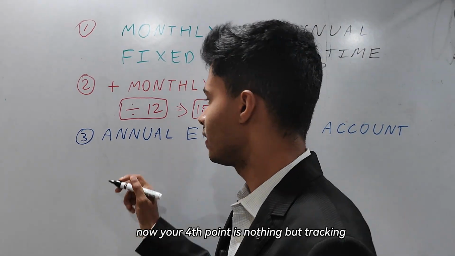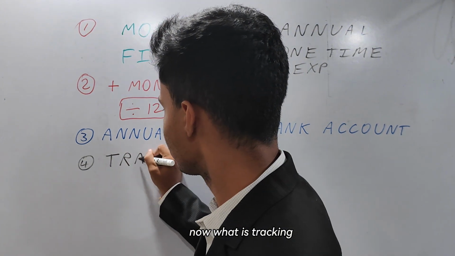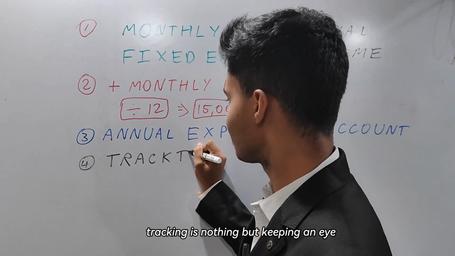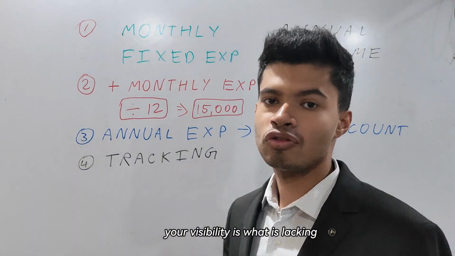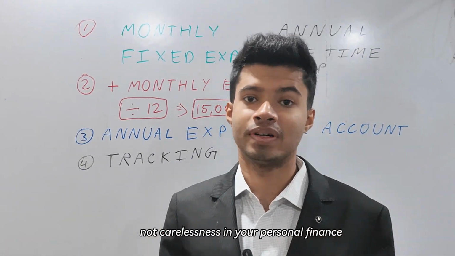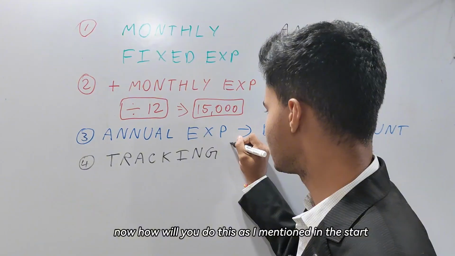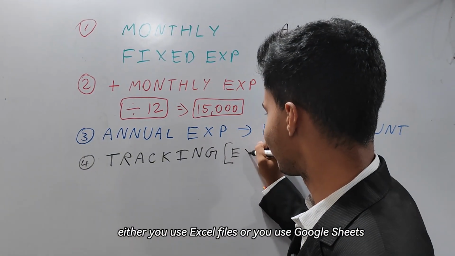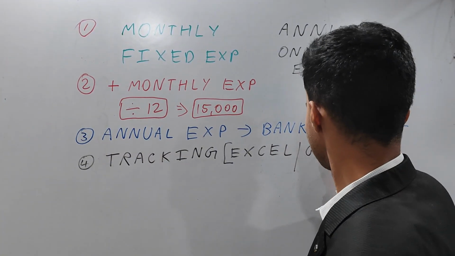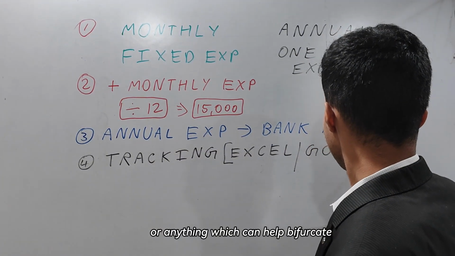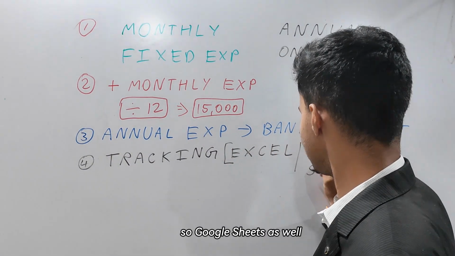Now, your fourth point is nothing but tracking. Now, what is tracking? Tracking is nothing but keeping an eye. Like how I mentioned, your visibility is what is lacking, not carelessness in your personal finance. So tracking your expenses. Now, how will you do this? As I mentioned in the start, either you use Excel files or you use Google Sheets or anything which can help bifurcate and make life easier when you look at the data. So Google Sheets as well.